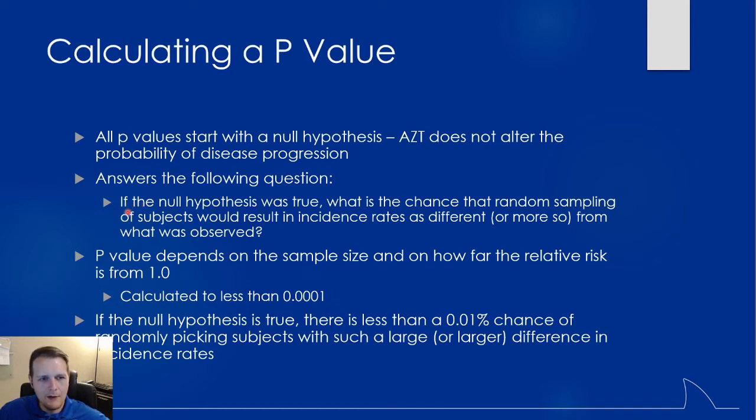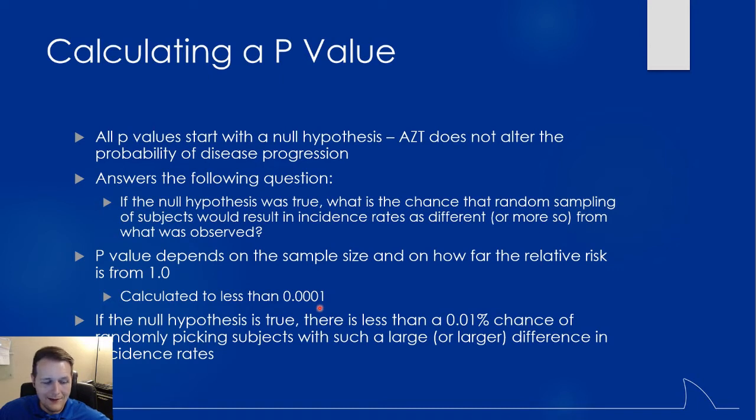And again, that p-value is also telling us what are the chances that by comparing these two groups, we would find this result by chance alone, right? And so, again, you're also going to find that the p-value can be dependent on things like the sample size and how far the relative risk is from 1. When they actually calculated it here, they found that it was less than 0.0001, meaning it was very, very, very unlikely that giving the patients AZT had no impact on the disease progression.